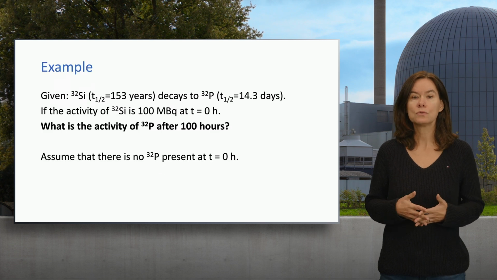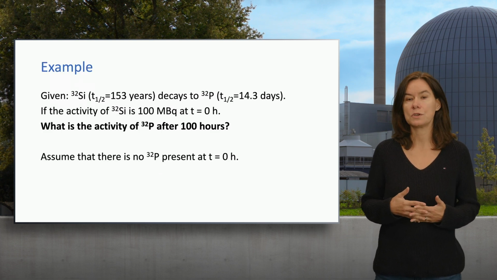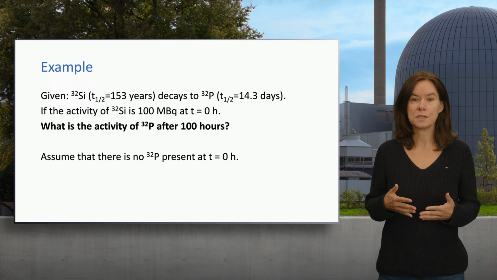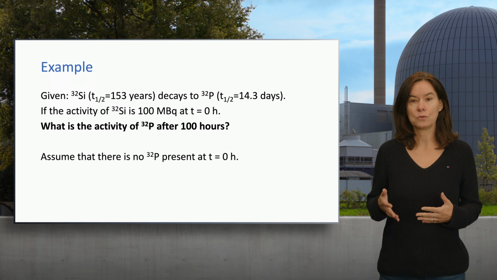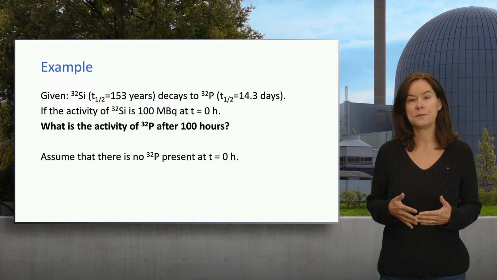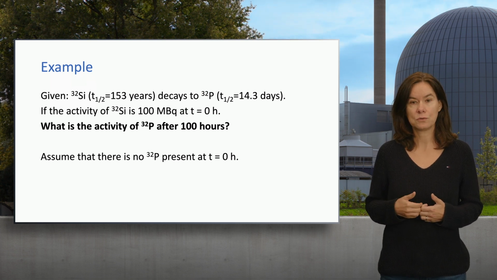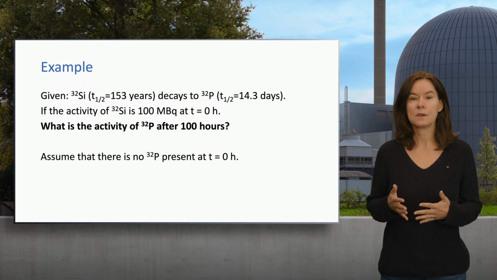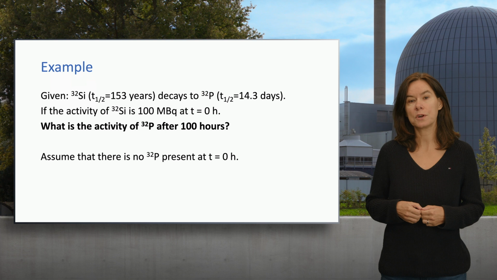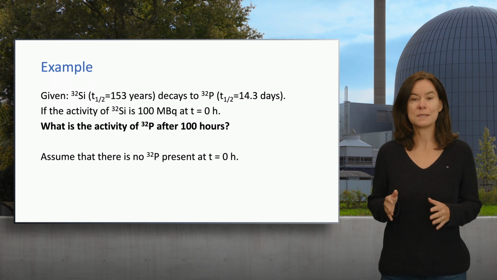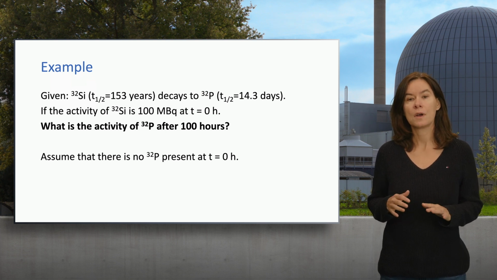Let us use an example to see how we can calculate activities in sequential decay. We have here silicon-32 decaying to phosphorus-32. Silicon-32 has a half-life of 153 years and phosphorus-32 has a half-life of 14.3 days. If the activity of silicon-32 is 100 megabecquerel at time 0, what will be the activity of phosphorus-32 after 100 hours? We assume that at time 0 there are no radioactive phosphorus-32 atoms present.